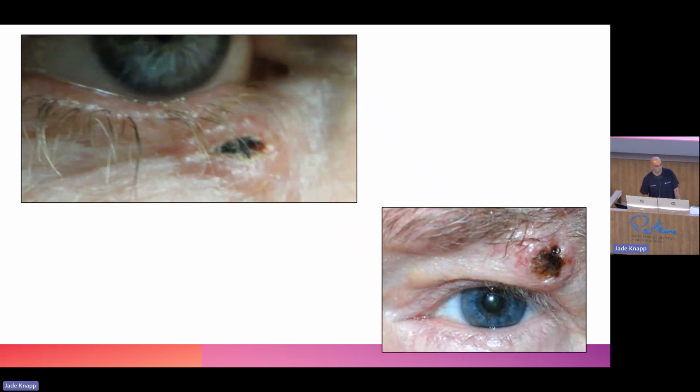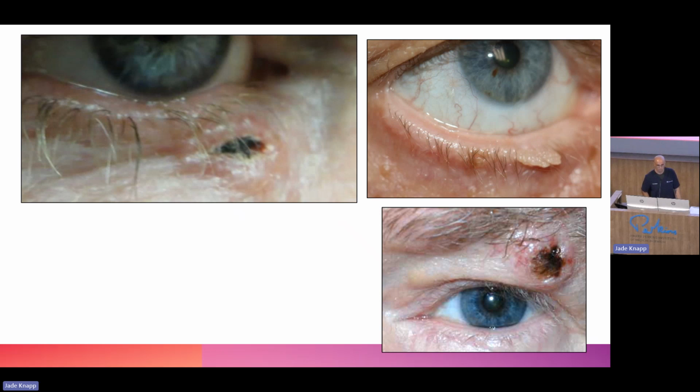Here's an SCC. Looks somewhat similar. Can be difficult to differentiate the two. They don't tend to have the sort of, we call it a pearly edge. The edge of the BCC looks like little pearls. SCCs don't tend to have that as much. In a sense, it doesn't matter. Both of them can be dangerous and need urgent to semi-urgent referral, meaning within a couple of weeks.